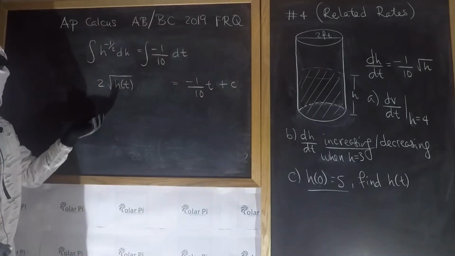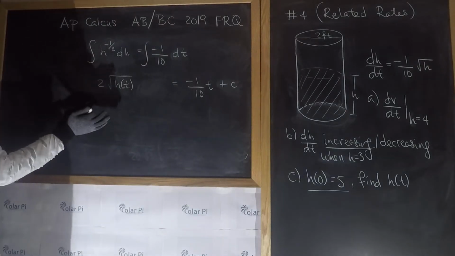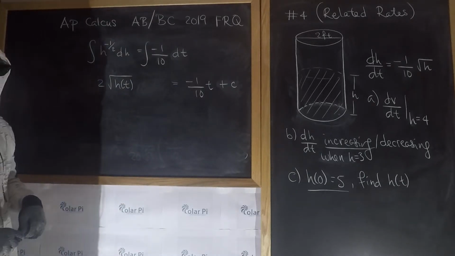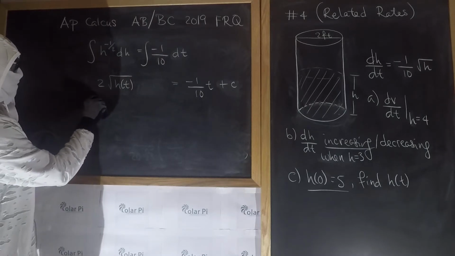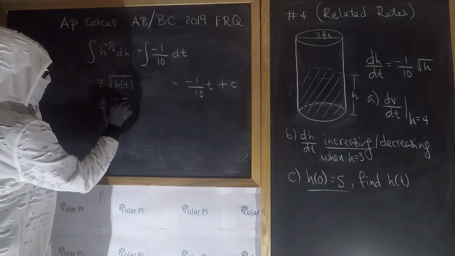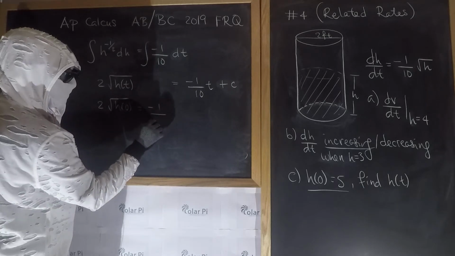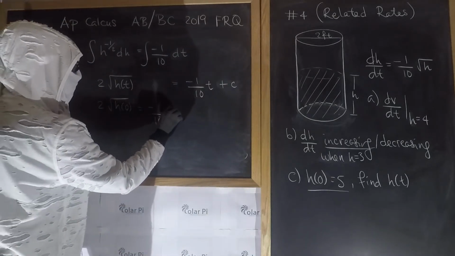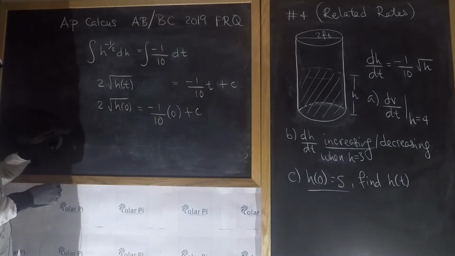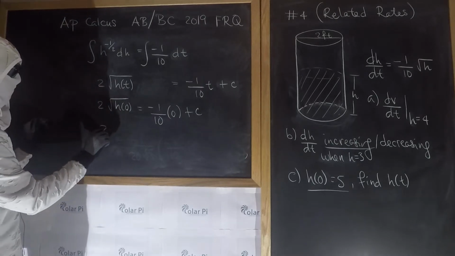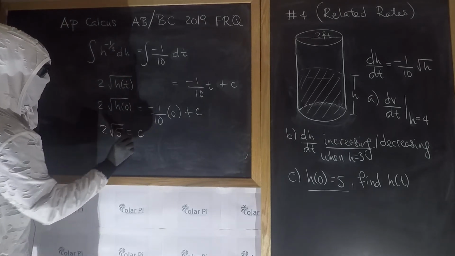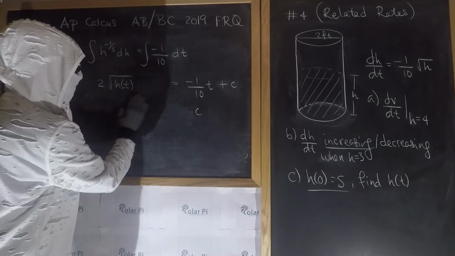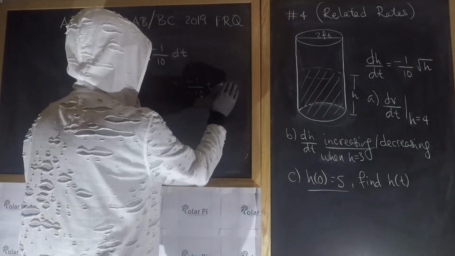Ultimately what we're after is solving for h of t and determining c based on the initial condition. We could first figure out what h of t is by itself and then use the initial condition, or we can do it here because we've already done the integration part. So we get 2 root h of 0 is equal to negative 1 over 10 times 0, plus c. h of 0 we're told is 5, so 2 root 5 is equal to c, because this here is 0.